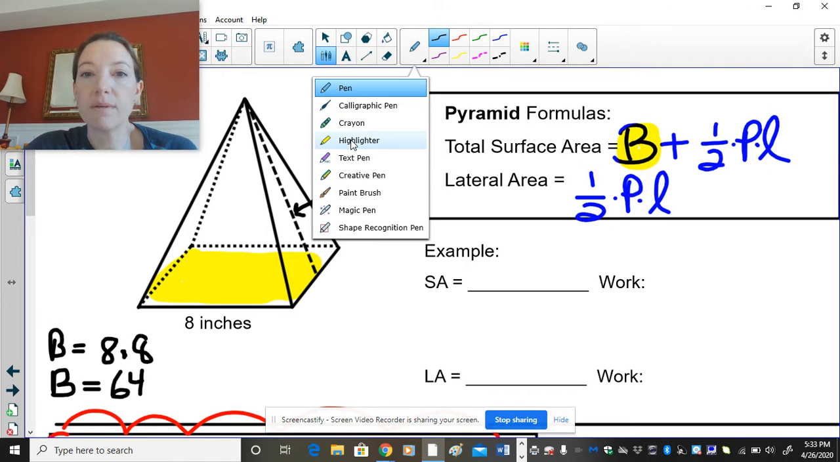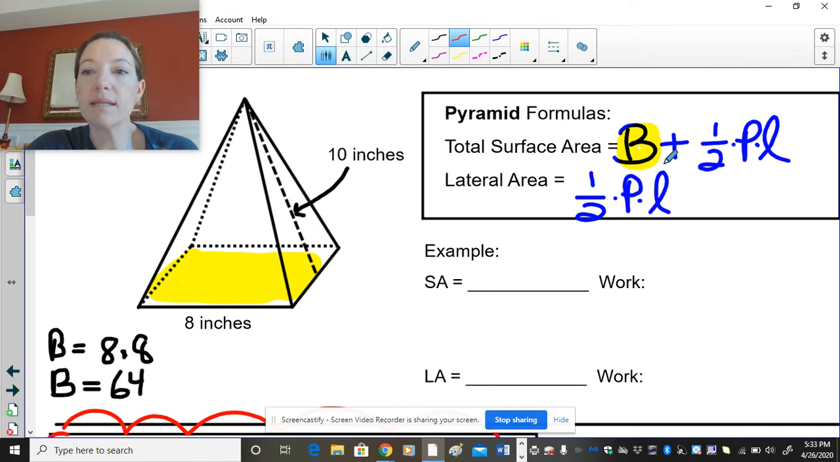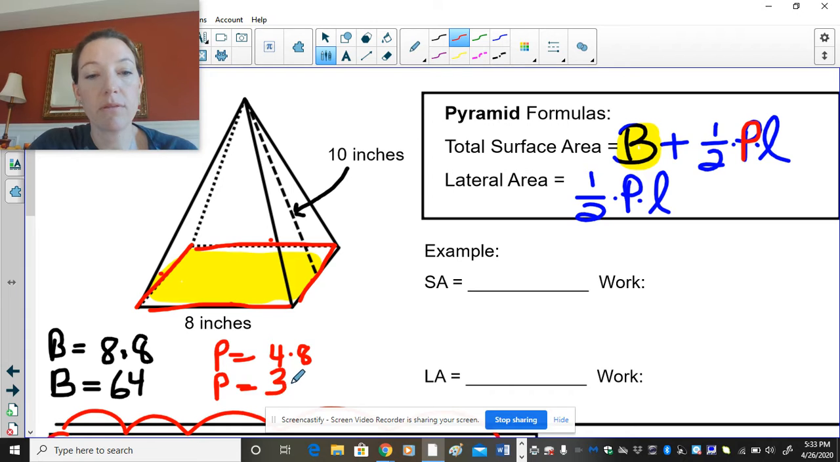The next variable we see here is P. P is the perimeter of the base. So you want to add up the lengths of all the sides of that base. So in this case, it would be 8 plus 8 plus 8 plus 8. Or you can accomplish the same thing with just calculating 4 times 8. So our P value is going to equal 32 inches. That's the perimeter around the base. What do you have next?